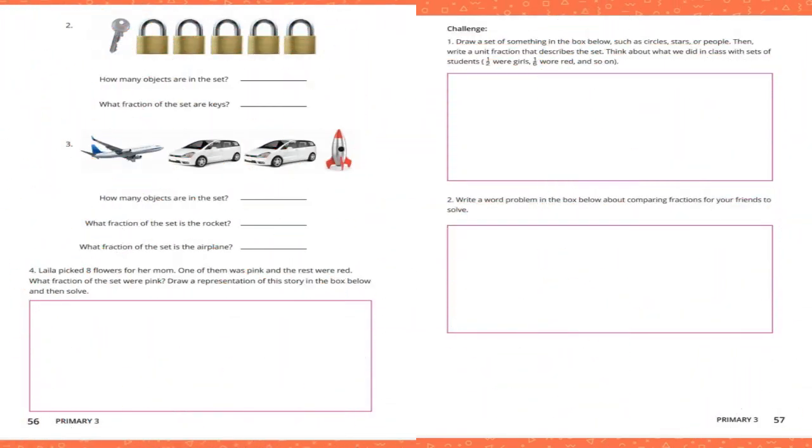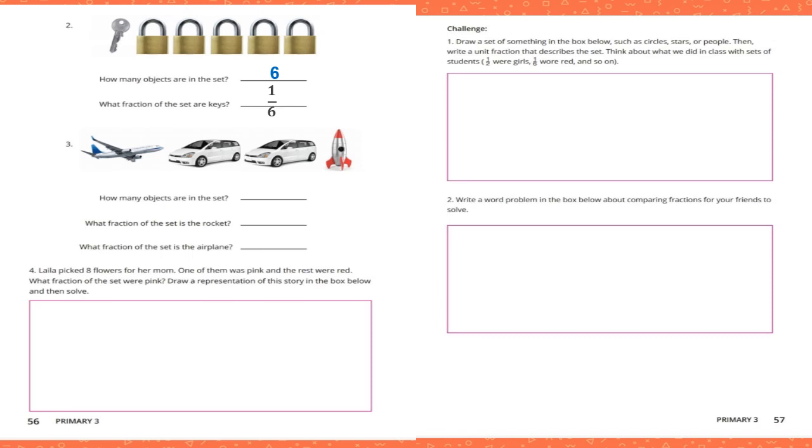Number 2, we have a set here of locks and keys. How many objects are in the set? The total objects: 1, 2, 3, 4, 5, 6. What fraction of the set are keys? How many keys do we have? Only one key. One key out of 6. So it's 1/6.